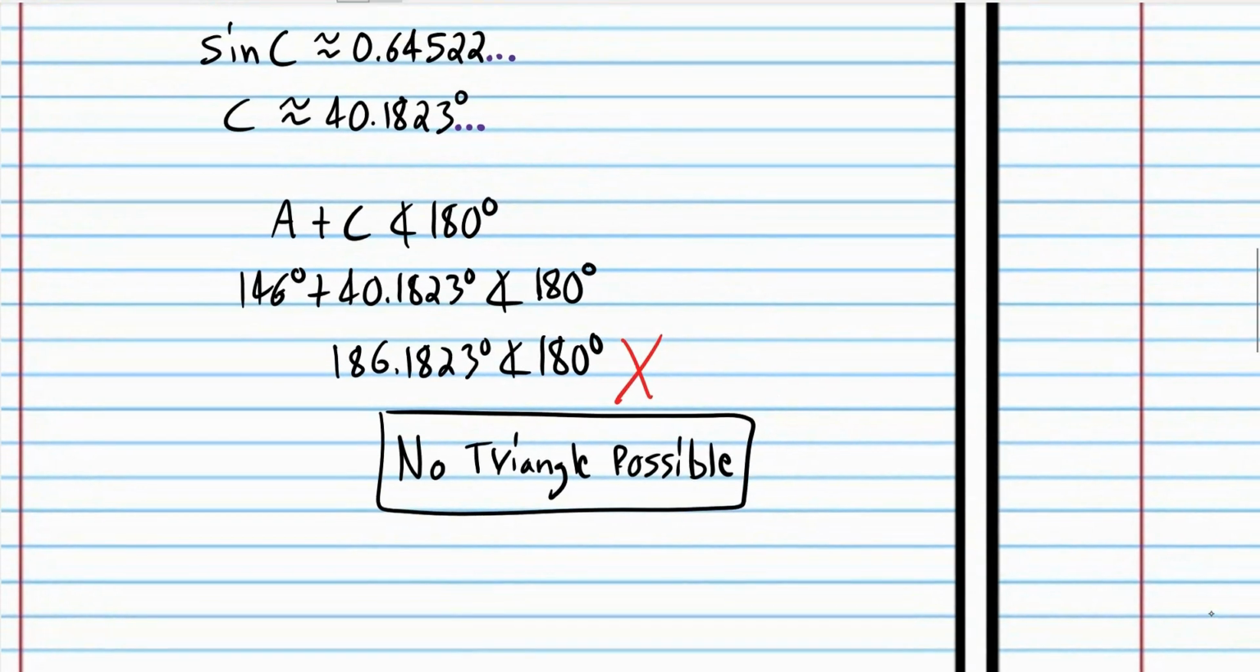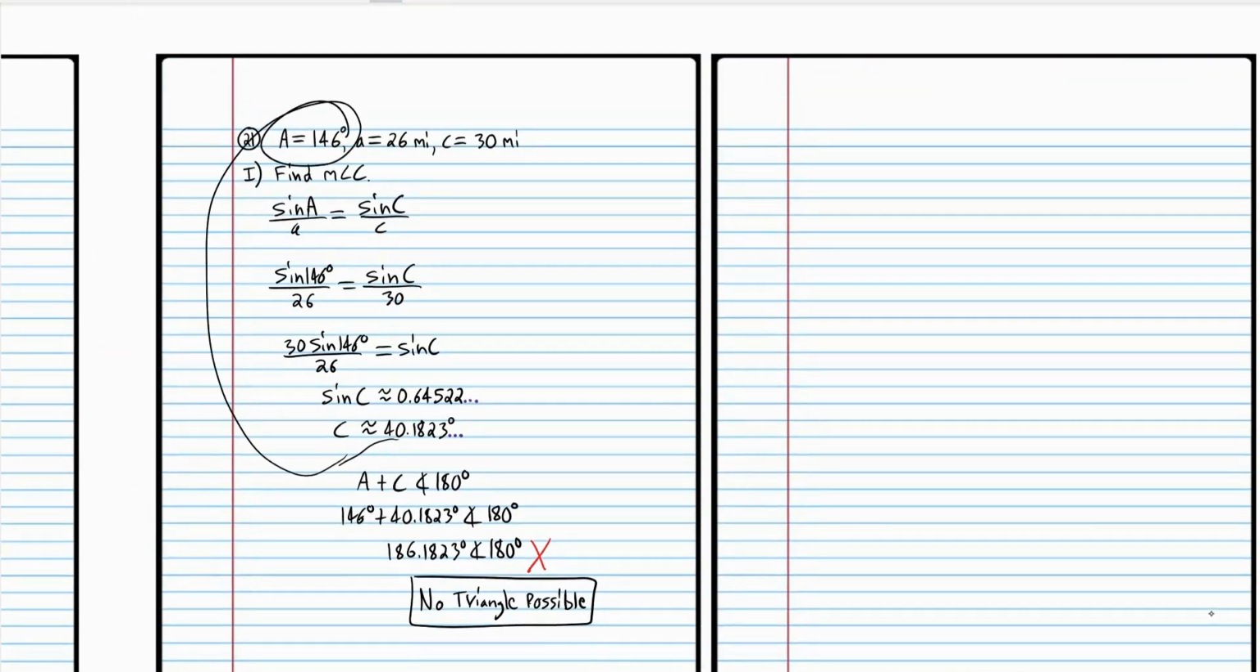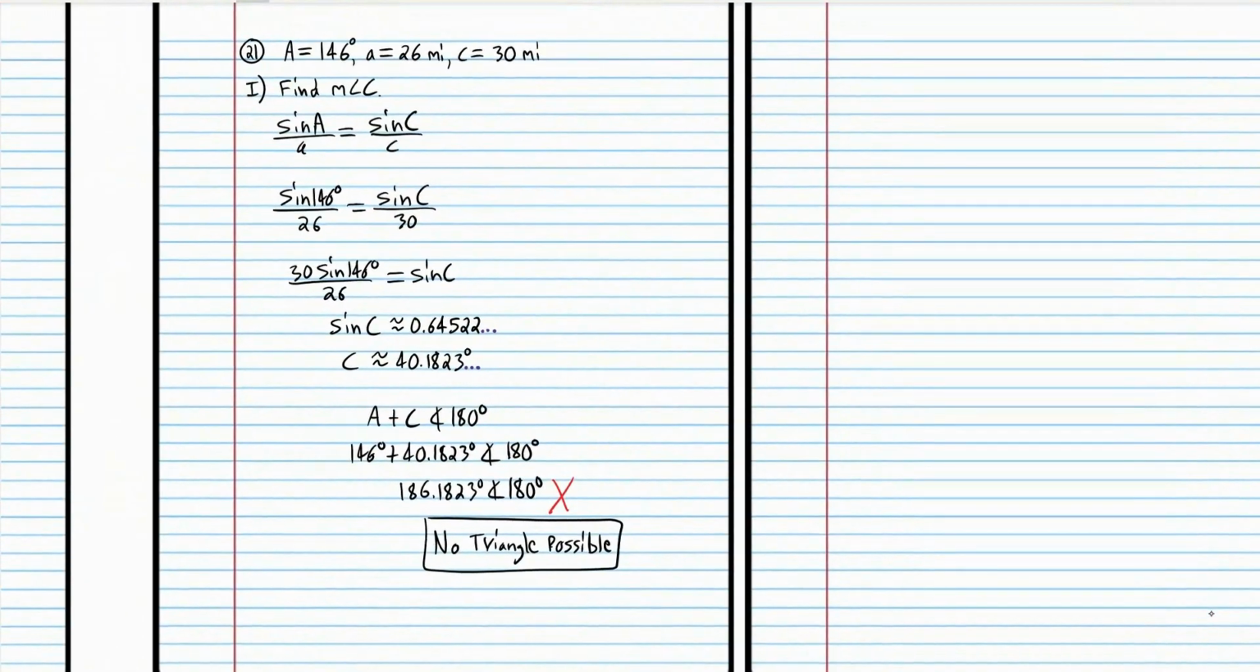So there's two situations that you're going to come across when there's no triangle possible. One situation is sine is going to be greater than 1. In this case, it was not greater than 1. But when we found our acute angle and tried to use it with this angle, we added those numbers up, the measure of angle A and the measure of angle C, and the result was a number that's greater than 180 degrees. So we see that that's impossible. So those are the two situations where there's no triangle possible.